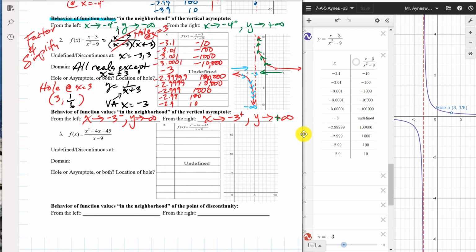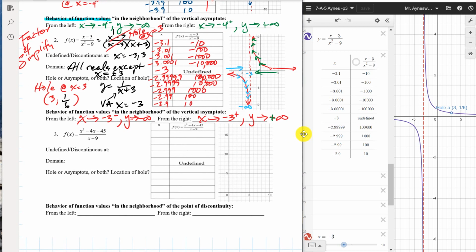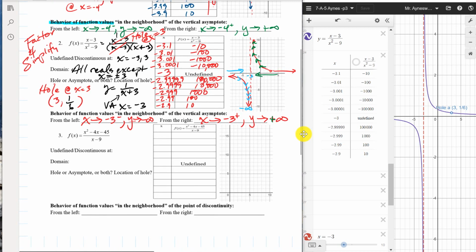All right, so you just experienced a function right there that has both a hole and an asymptote. Sometimes they have both. Sometimes they only have one of either one of them. Sometimes they have none. It all depends. You just got to go with the flow, guys.